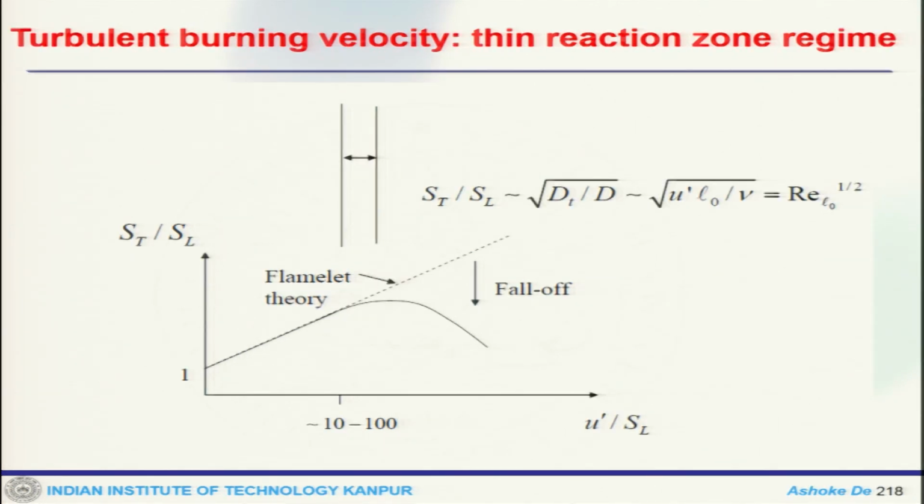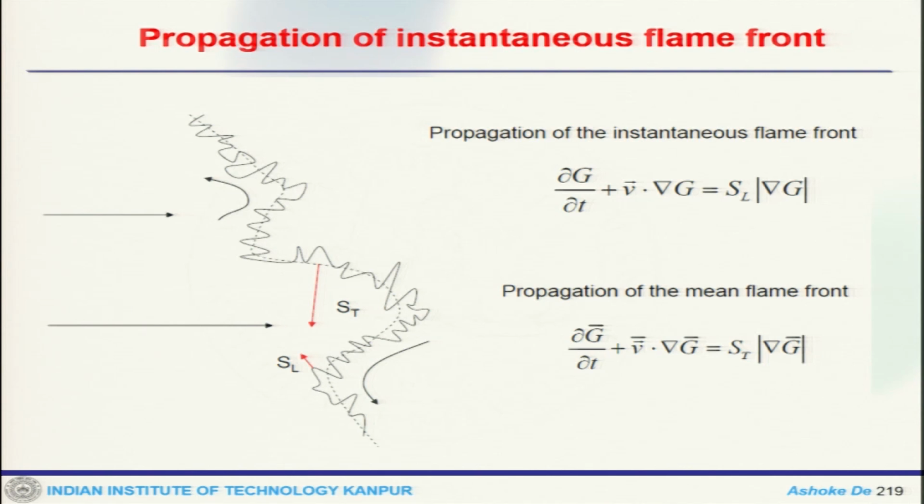Similarly, if we go to the thin reaction zone regime, our theory says that it would be Re L naught to the power half, and this is what the theory gives, but there is a deviation. So, though we have already seen there are different kinds of expressions which are available, when you actually apply them to the system they can vary.